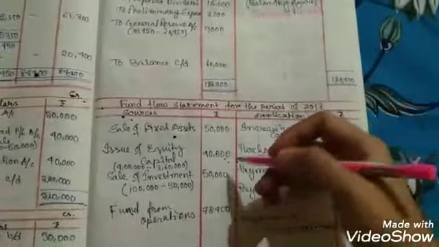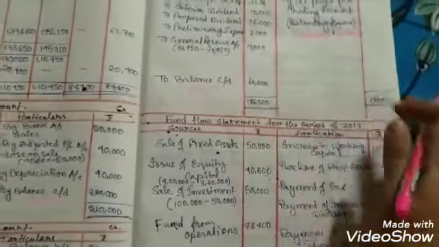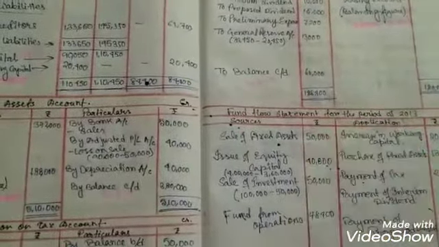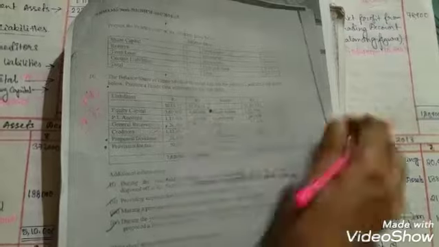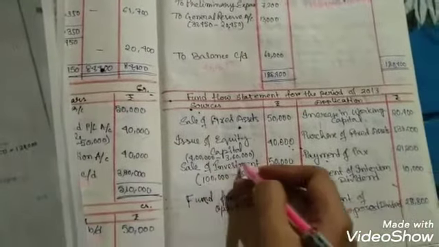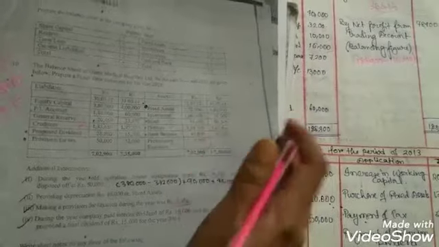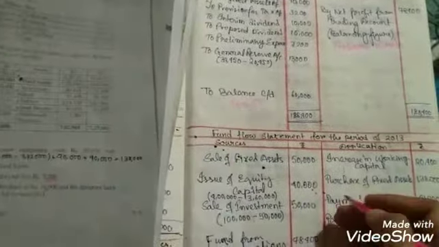Fund flow statement, sources and application. For sources, sale of fixed asset 50,000. Issue of equity share capital means equity share 3,60,000 to 4 lakh. So 4 lakh minus 3,60,000, 40,000. Sale of investment sold is 1 lakh to 50,000. So 50,000 investment sold, we received the cash, so 50,000.